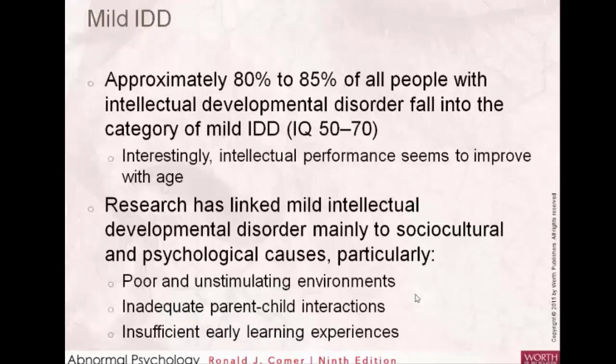So where does a mild intellectual disability come from? It is possible that it could be genetic. However, a lot of the milder cases here seem to have more cultural, societal, psychological issues, like, for example, unstimulating environments, inadequate parent-child interactions, insufficient early learning experiences. So this is why it is important to read to children. It's important to expose children to more educational things, because as a child gets older, if they don't have those experiences during those early years, it's harder for them to catch up.